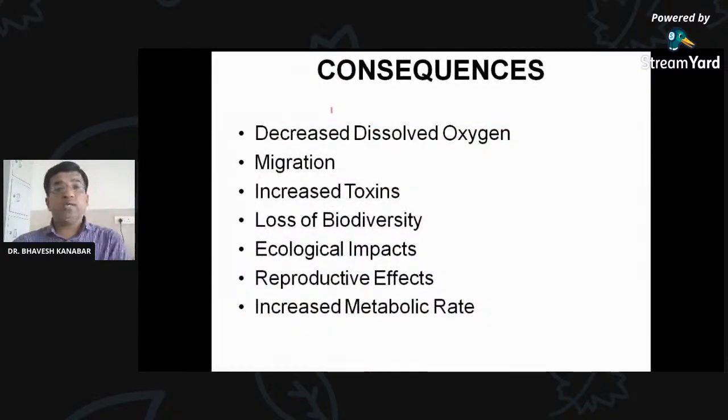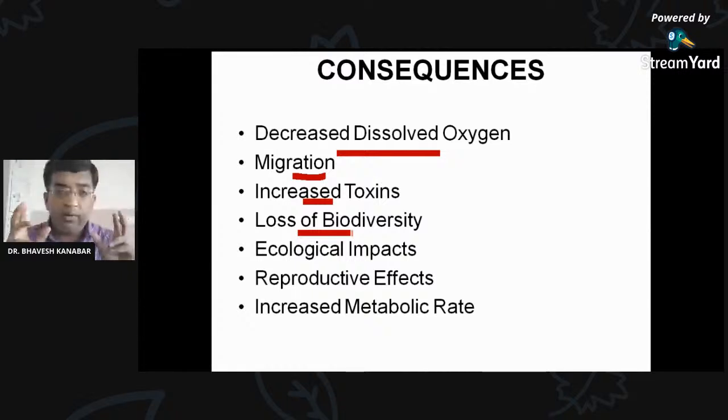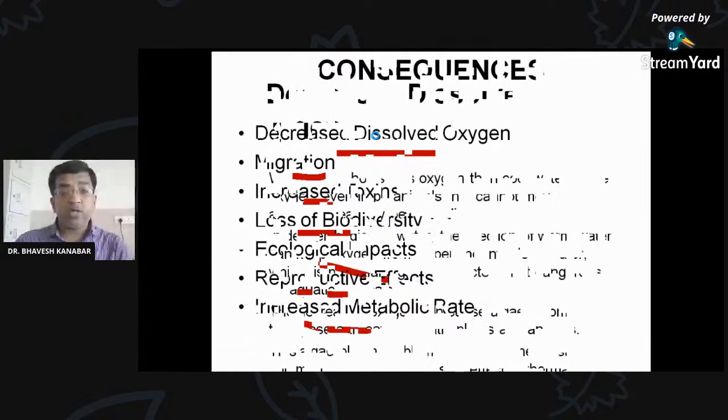So the consequences of this thermal pollution: decreased dissolved oxygen. We have already seen migration of the aquatic animal from one part to another part, increased toxin, loss of biodiversity. So biodiversity means the presence of all types of organisms, including plants and animals, including insects, including microorganisms. So the presence of all these types of biological life, human beings as well as animals and plants on the earth, is called biodiversity. Ecological impact. Then reproductive effect on the aquatic animal, increased metabolic rate. These are the consequences of thermal pollution.